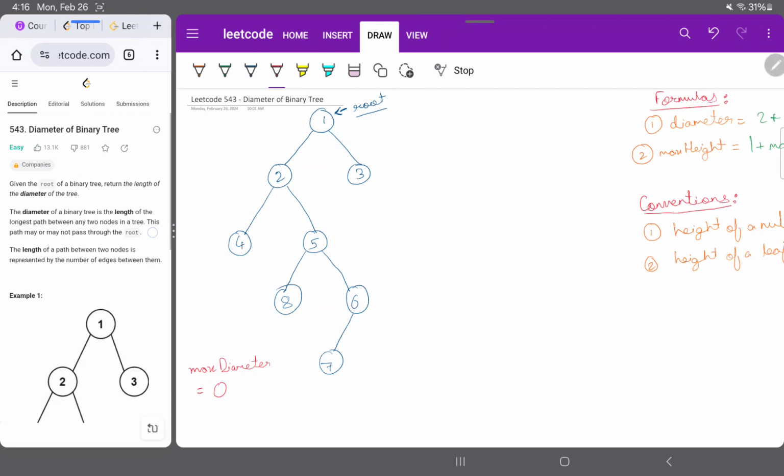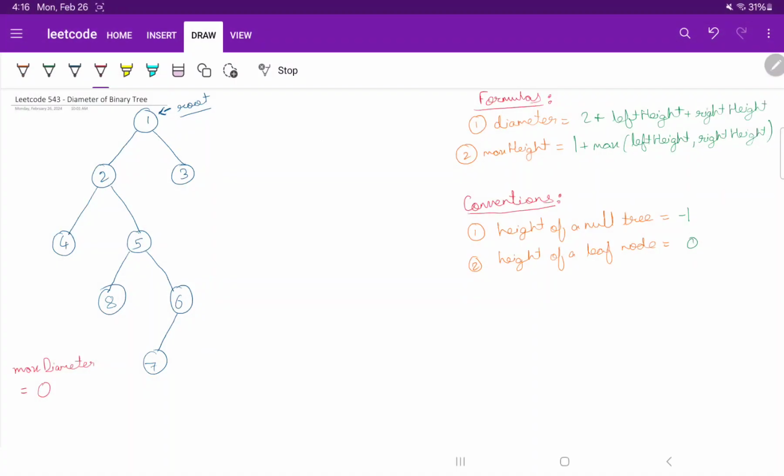So let's understand this question. Let us assume this is the tree that we have, with the root node being node 1 on the top. So what exactly is the length of the tree? First let's discuss length. If this is the tree that we have, the length between node 1 and node 2 here is 1 because there's only one edge between them, right? So the length in this case is 1.